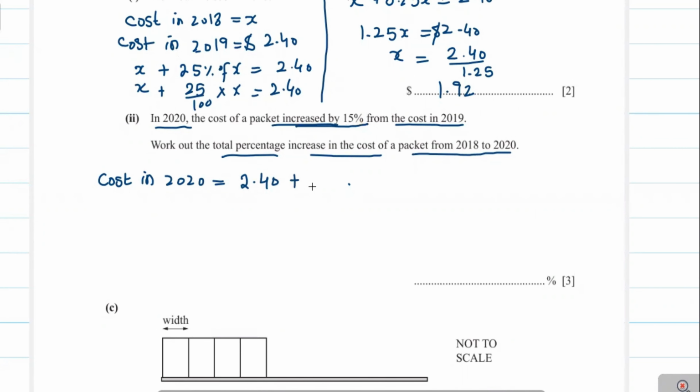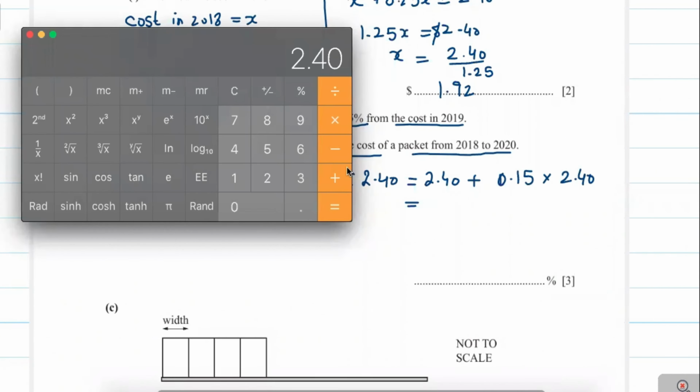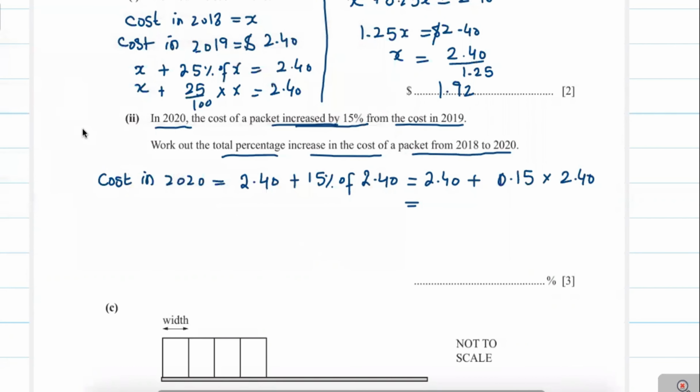You see here, this is the statement: 15% of the cost of 2019. This cost is 2019. Now we write it: 2.40 plus 15 over 100, that value becomes 0.15, multiplied by 2.40. Now 2.40 plus 0.15 multiplied by 2.4, we get the answer 2.76. This is the value. 2.76 is the cost in 2020.